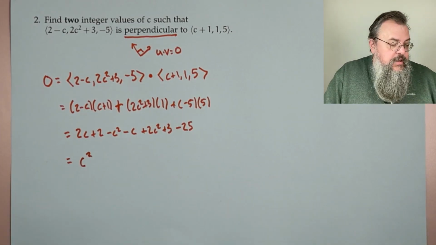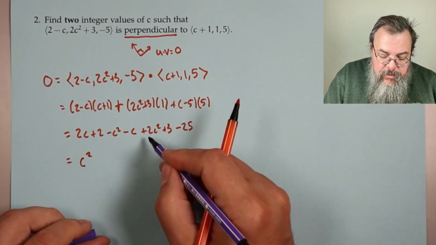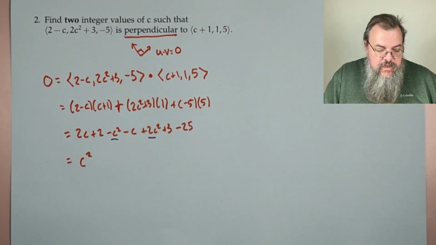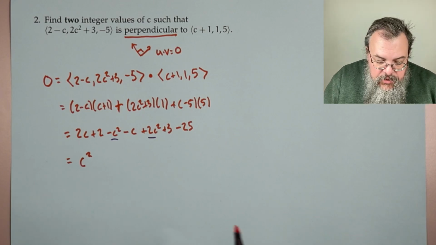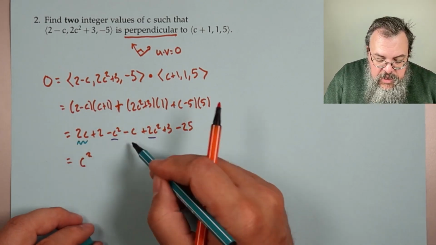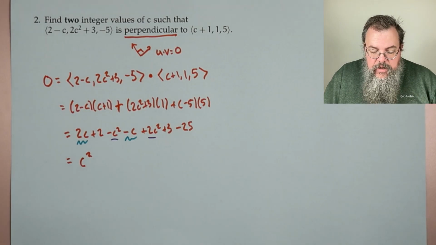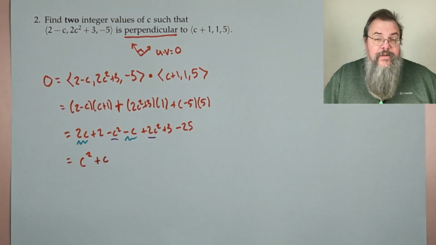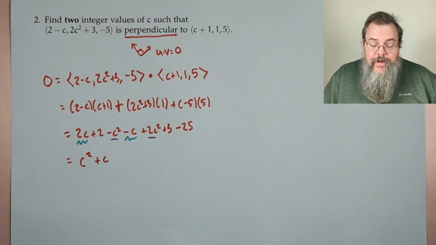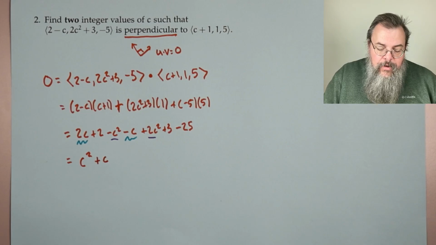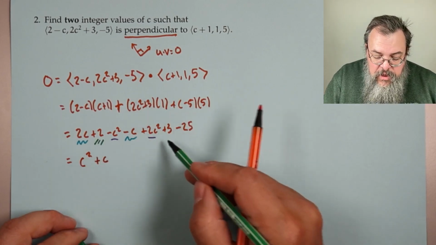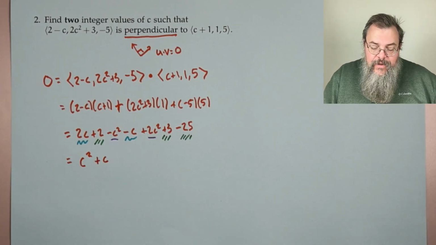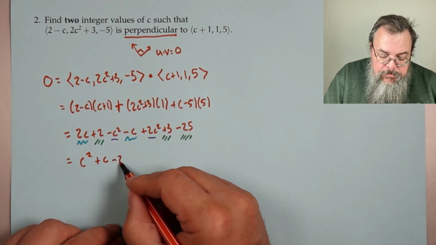All right, good. Let's just keep track of what we've gathered. We got the c squared, it's taken care of. Next up, let's talk about our c's. Well, there's a 2c and there's a minus c, and that's it. 2c minus c is a positive c. Anything else? Well, we've got our constant terms. We have a plus 2, a plus 3, minus 25. So 2 plus 3 is 5. Subtract 25, we get minus 20.